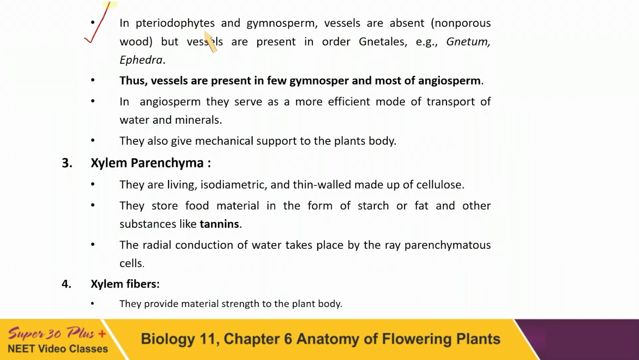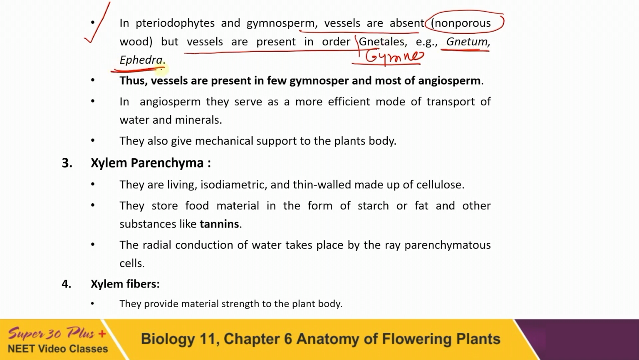As I told you, in pteridophytes and gymnosperms the vessels are absent. It is non-porous wood, but the vessels are present in some gymnosperms which are of higher orders. Gnetales is an order of gymnosperms. These are close to angiosperms, and some examples of order Gnetales, that is Gnetum and Ephedra, have a primitive type of vessels. So vessels are present in a few gymnosperms like Gnetales, and most of the angiosperms have vessels.